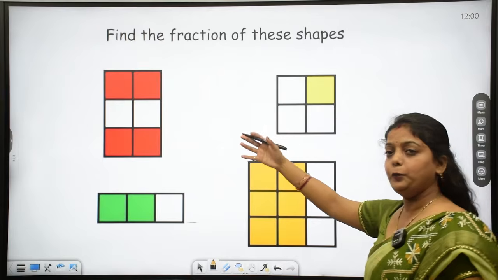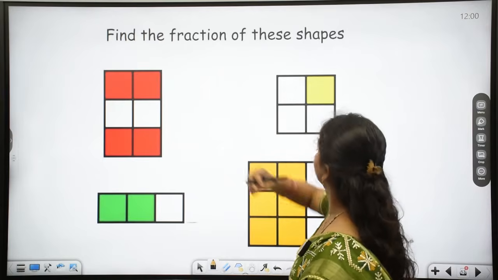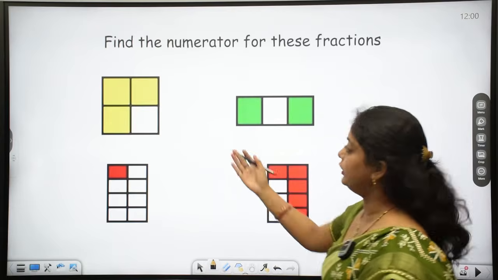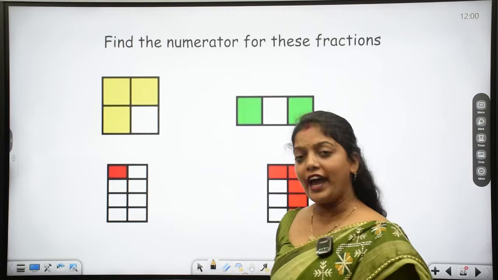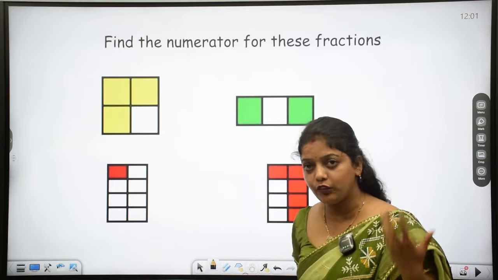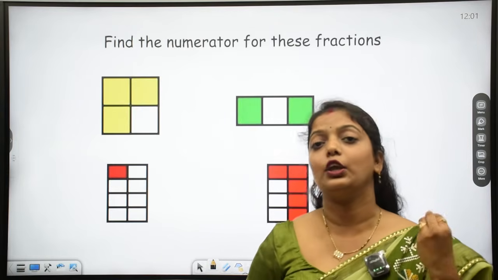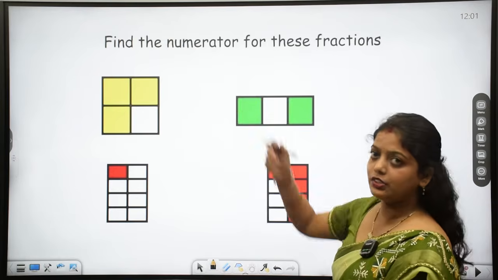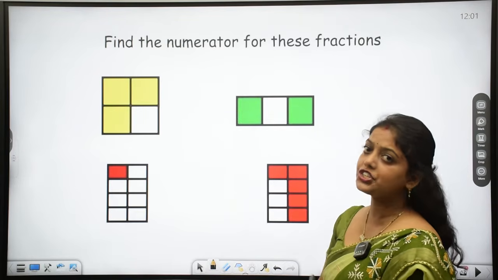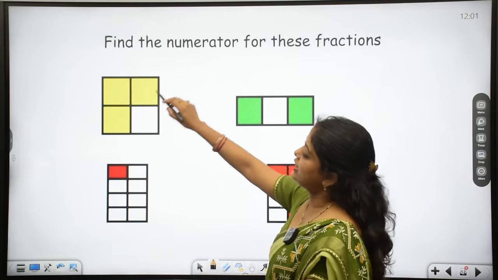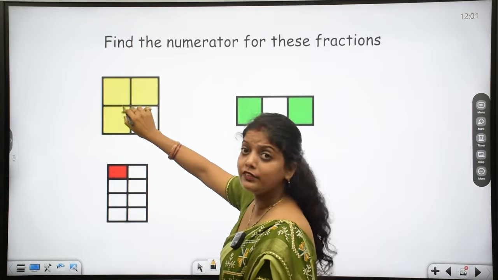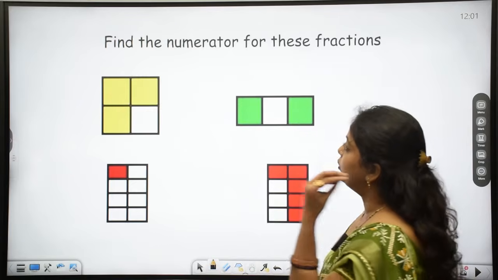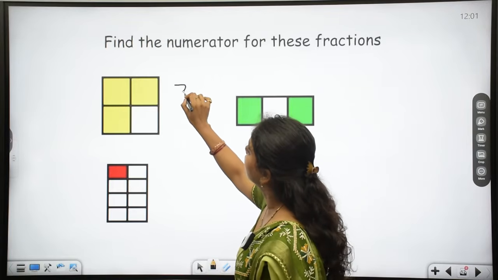In the same way, here we have to find the numerator of the given figures. As we know, the denominator represents total equal parts and the numerator represents the required parts. Here some parts are shaded, so we have to take the numerator from these shaded parts. In this one, you can see this figure is divided into 4 equal parts, but 3 parts are shaded, so we take the numerator as 3.